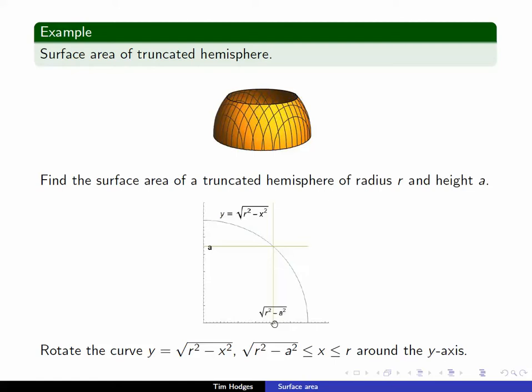So what are our bounds on the x going to be? Well, this length is going to be a part of a right-angled triangle in which the hypotenuse is r, the radius, and the height here is a. So this base is going to be root r squared minus a squared. So we're going to rotate the portion of the circle, y equals root r squared minus x squared, between root r squared minus a squared and r. We're going to rotate this arc around the y-axis, and that'll give us the truncated hemisphere that we were looking for.